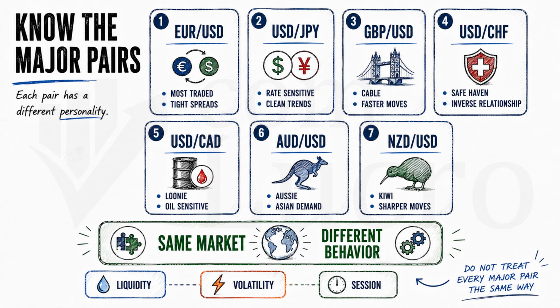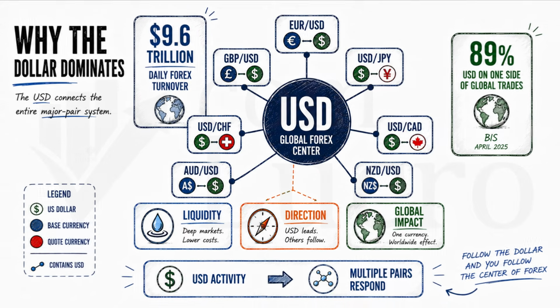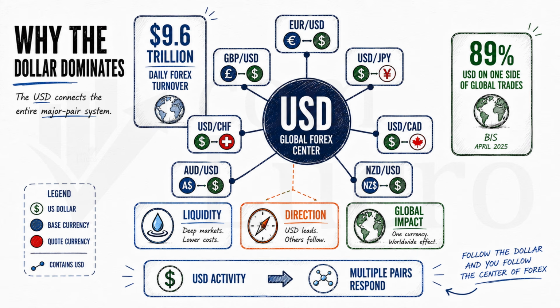AUD/USD. The Australian dollar against the US dollar, called the Aussie, is a commodity currency tied to risk appetite and Asian demand. And NZD/USD. The New Zealand dollar against the US dollar, the Kiwi, is commodity-driven too, with a little less liquidity and sharper moves. Notice that every one of them contains the US dollar.